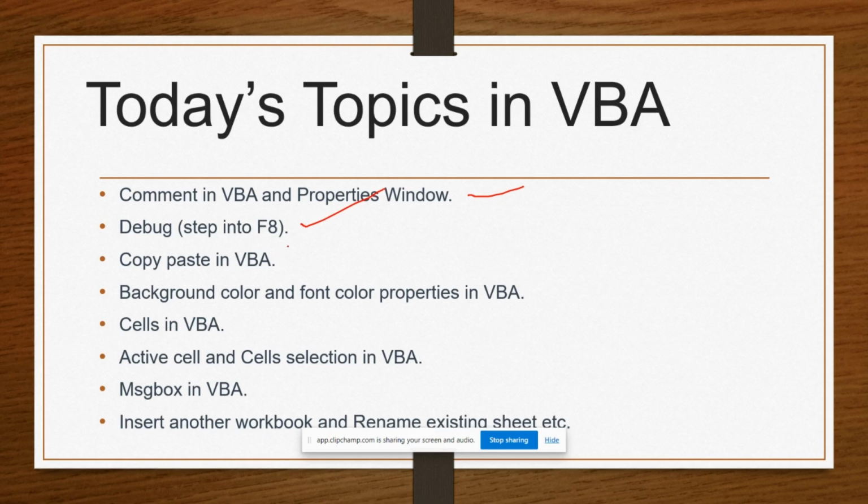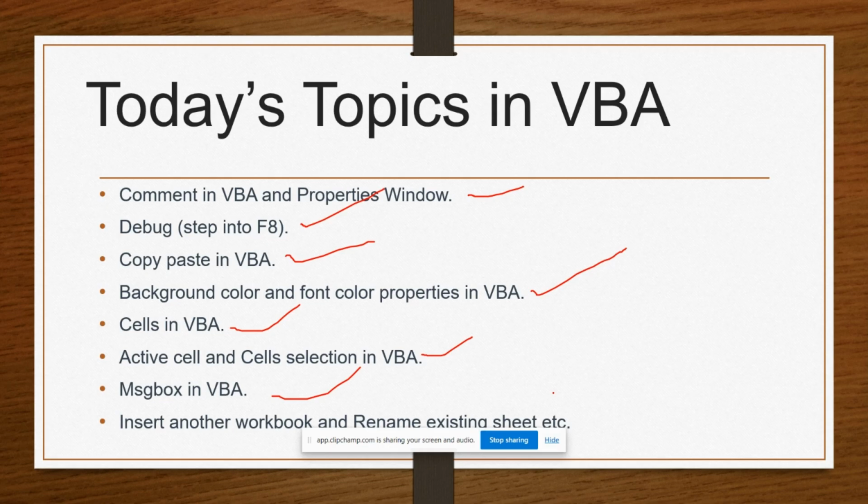Then I'll talk about debug and other options, like step into through F8, and through Debug, and copy and paste, how to do copy and paste in VBA, and how to change the background color and font color properties in VBA. And these are the properties, and cells in VBA, then active cell and cell selection in VBA, then message box, and then how to insert another workbook, and how to rename an existing sheet, etc.